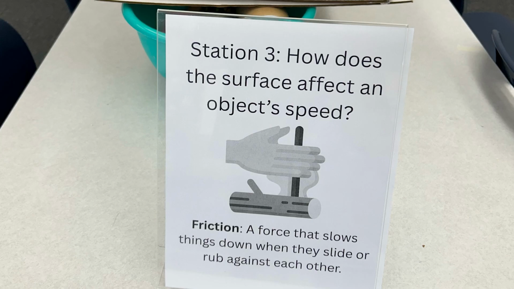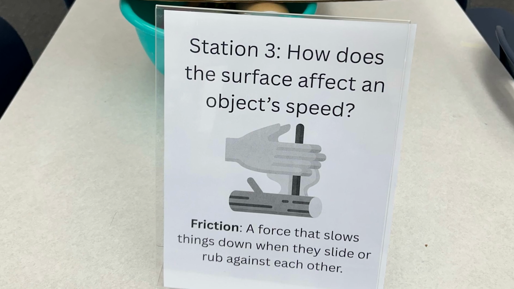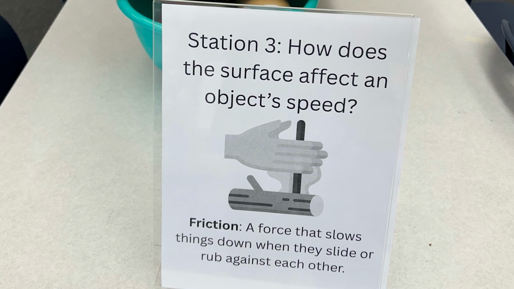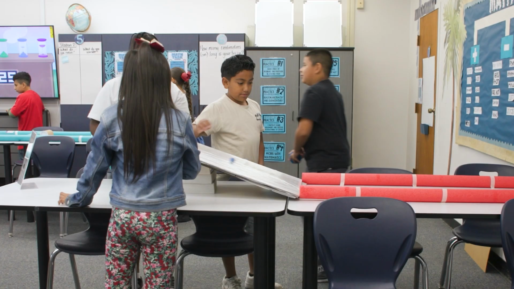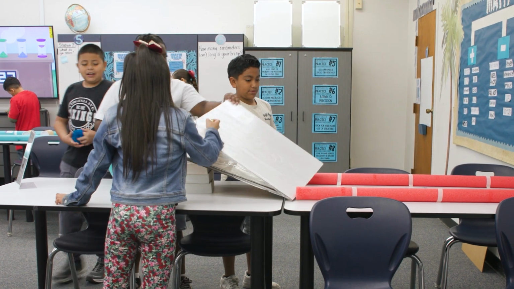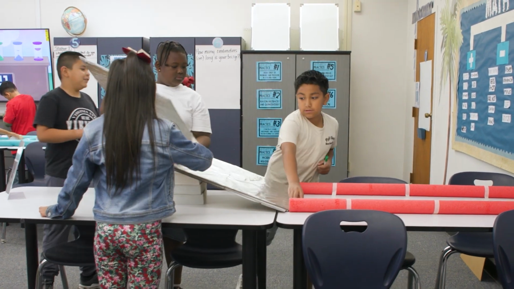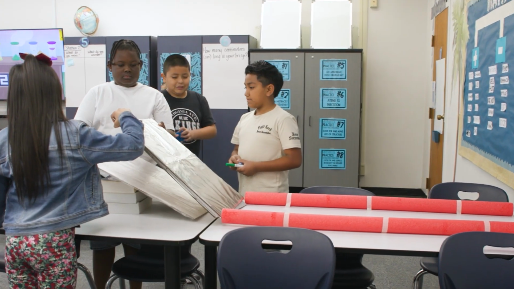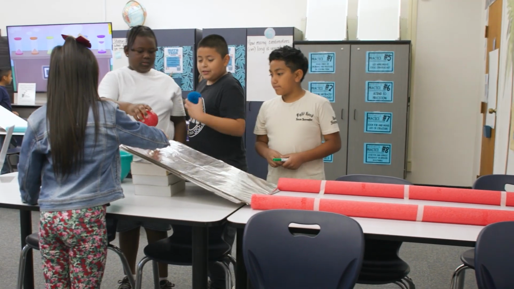For the 3rd station, students were invited to investigate the effects of different surfaces. A group of 4 students are at Station 3. The station has been set up with ramps and foam pool noodles like the others, but there are multiple ramps with different surfaces to try. They roll a ball down one ramp and observe how fast it goes. Then they switch to a ramp covered in foil and try rolling more balls.